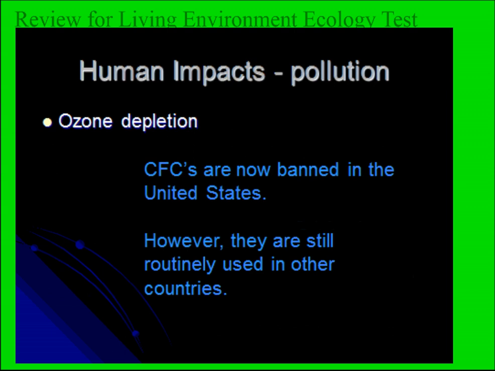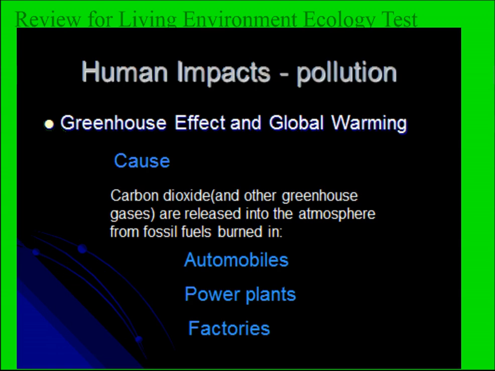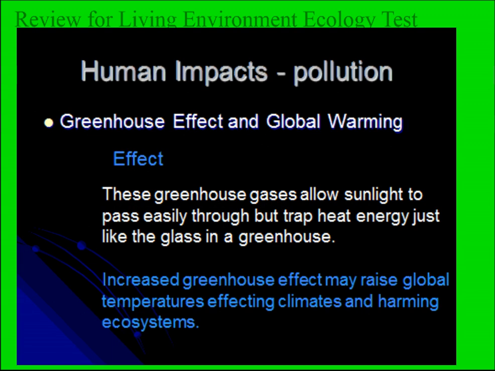The chlorine from the chlorofluorocarbons, the concentration is less and less and less because of this ban, and the ozone hole is patching itself. All right, the greenhouse effect and global warming. Carbon dioxide and other greenhouse gases are released into the atmosphere from fossil fuels burned in automobiles, power plants, factories. This greenhouse gas, the carbon dioxide, allows sunlight to pass through, but it traps the heat energy, just like the glass in a greenhouse. Increased greenhouse effect may raise global temperatures, affecting climates and harming ecosystems.